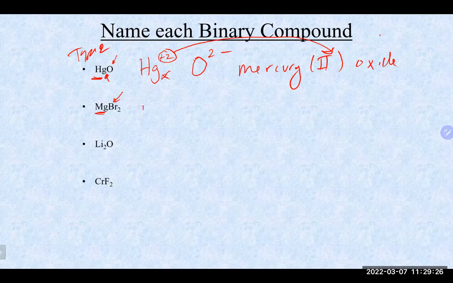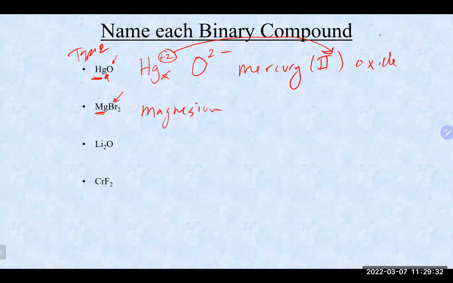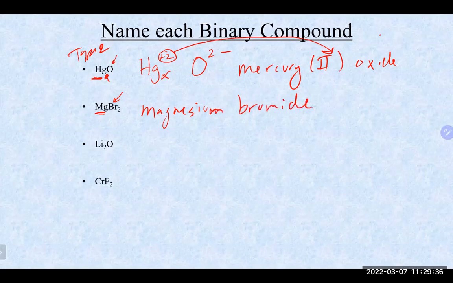We just need to write out the whole name here because it has a fixed charge of +2, and bromine will become bromide. So magnesium bromide in this case, no Roman numeral needed as it has a fixed positive charge. Now make it a type 1 compound. Any questions on that one?